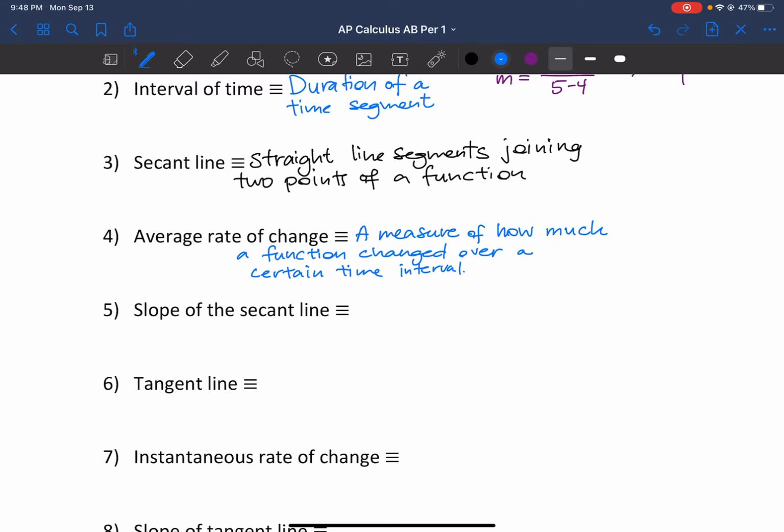So we have 3 different intervals of change, time intervals: 2 to 5, 3 to 5, and 4 to 5. That is the average rate of change. When we found the slope of the secant line, that is also the average rate of change that we found. So those 2 are very, very intertwined, very mixed together, because they mean the same thing. If you found the slope of the secant line, that is also the average rate of change, or your average slope between those 2 points.